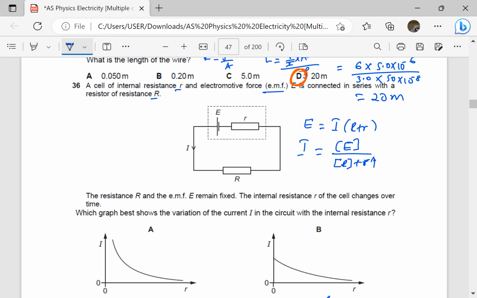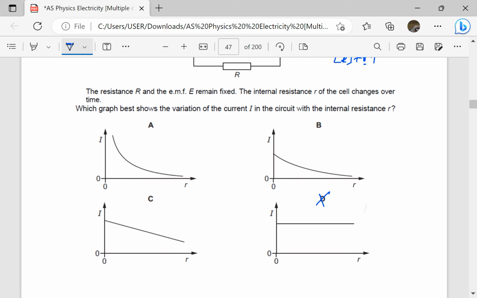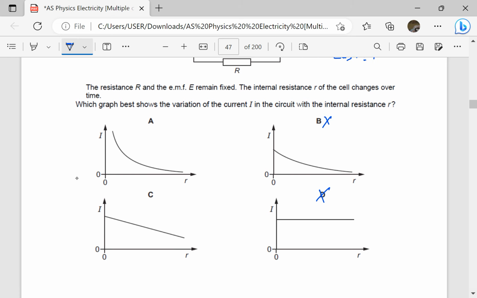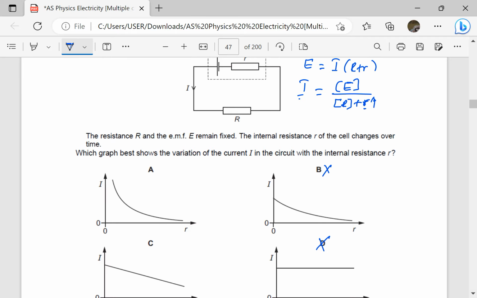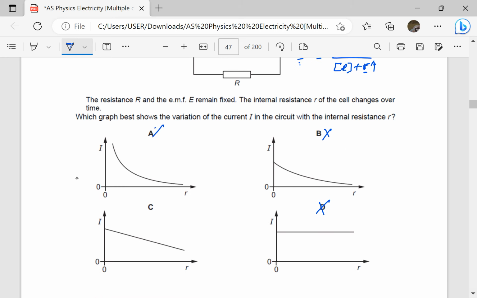And when R is 0, the current I is not 0, because there is a value of E over R. So it means the graph should not be touching the y-axis at R equals 0. So that means this is automatically wrong. And this is, when R is 0, I has a current. So the graph must touch the y-axis, which means this is wrong.